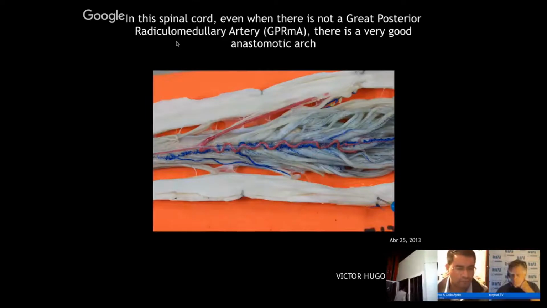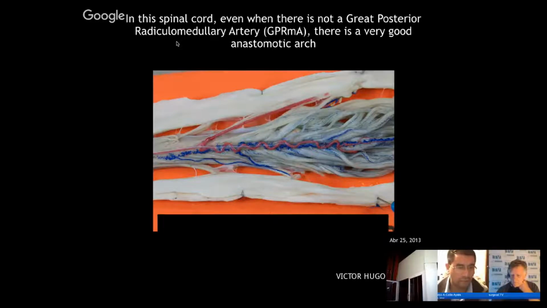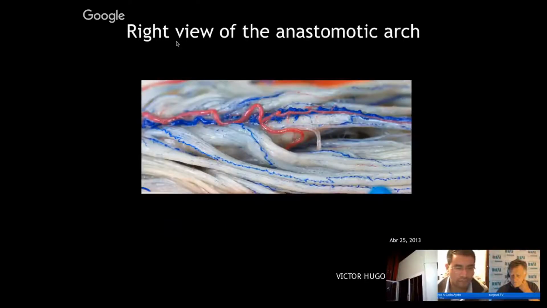In this spinal cord, even when there is not a great posterior radiculomedullary artery, there is a very good anastomotic arch between the Adamkiewicz artery and the posterior spinal artery. Look at the conus medullaris. This is the conus medullaris, and the anastomotic arch is very, very nice. A right view of the anastomotic arch.